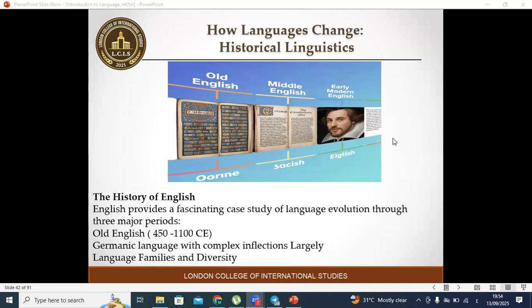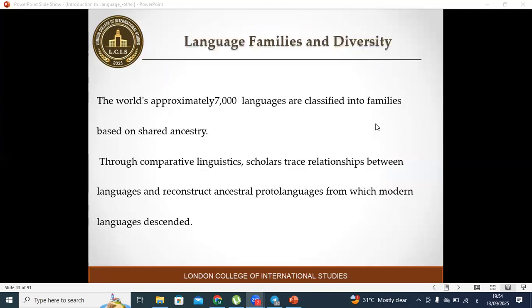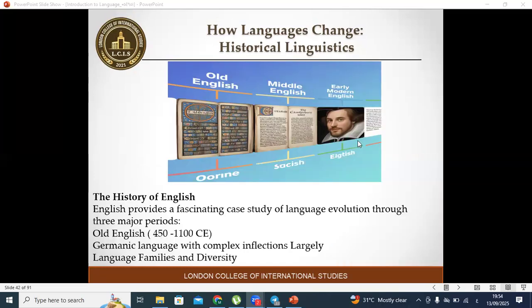The history of English. English provides a fascinating case study of language evolution through three major periods. Old English, a Germanic language with complex inflections, starts from 450 to 1100 CE.